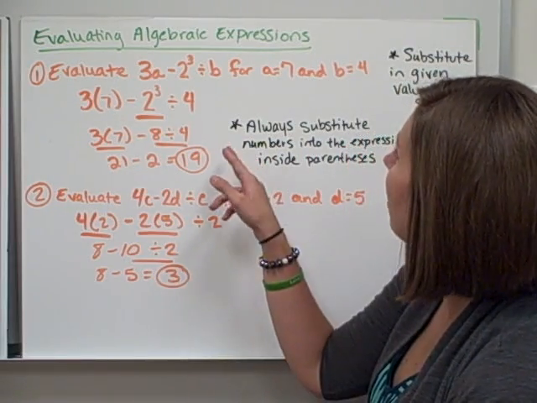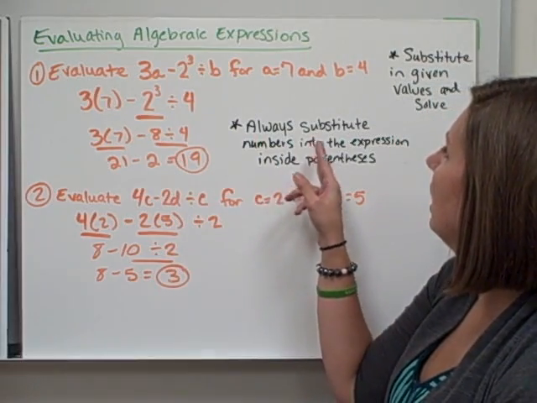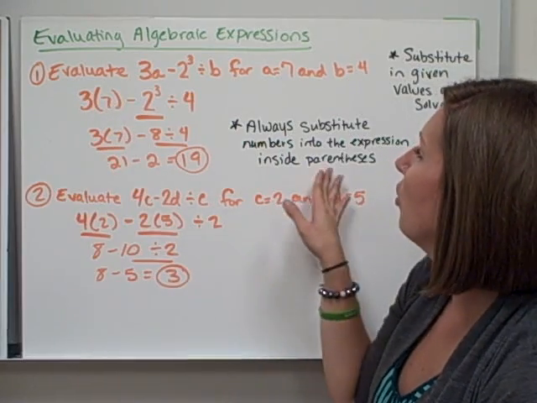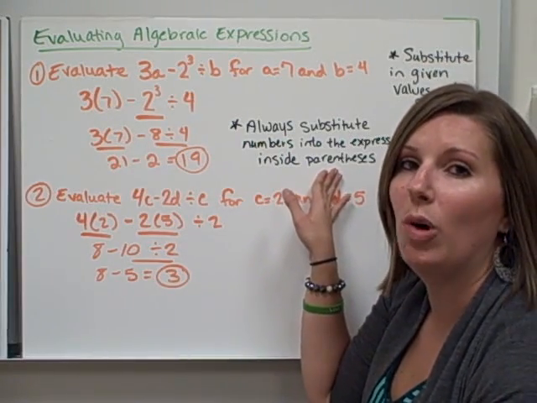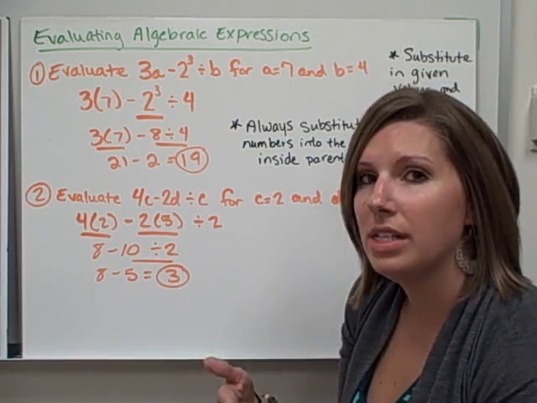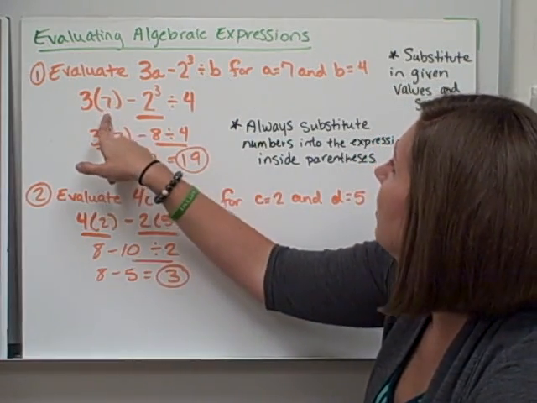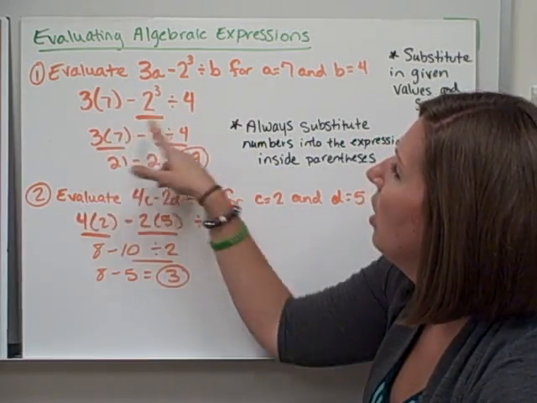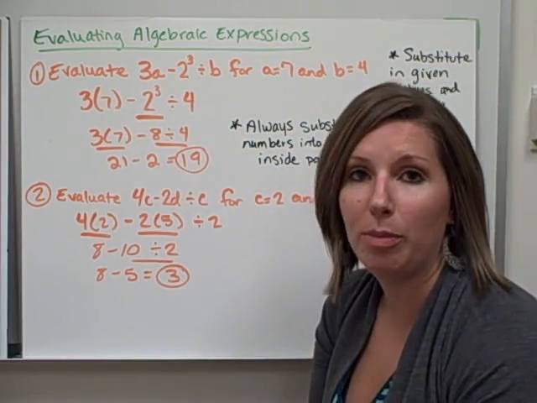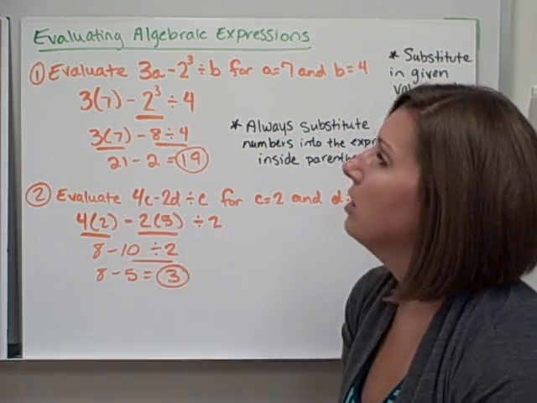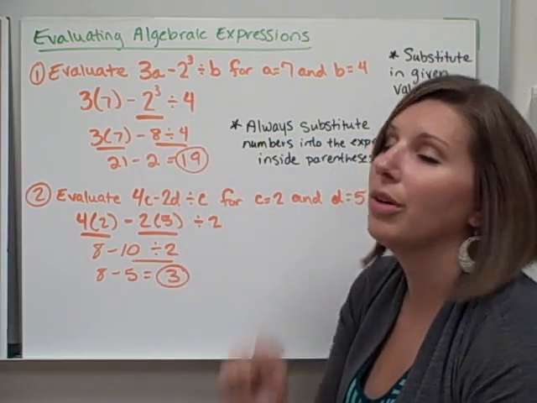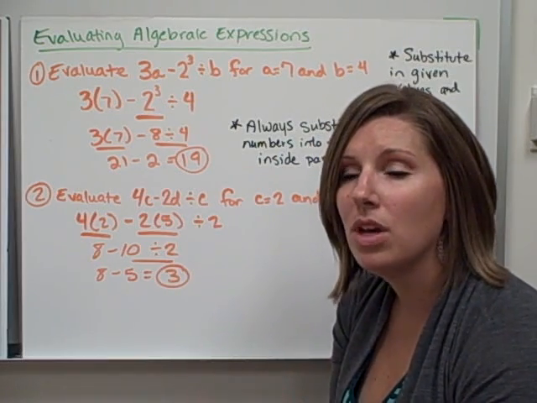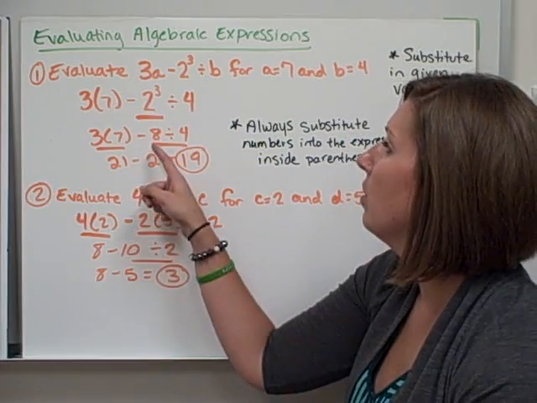Okay? Wherever you substitute your numbers into your original expression, try to use parentheses as much as possible so that, again, we're not making careless errors. So I replaced 7 for a and 4 for b. So now I can use my order of operations to solve. I'm going to focus on my exponents first. 2 to the third power. That means 2 times itself 3 times. So that's 2 times 2 times 2, which is now 8.